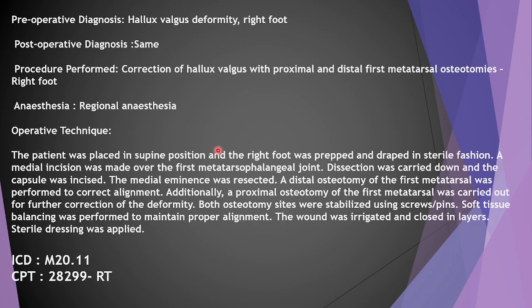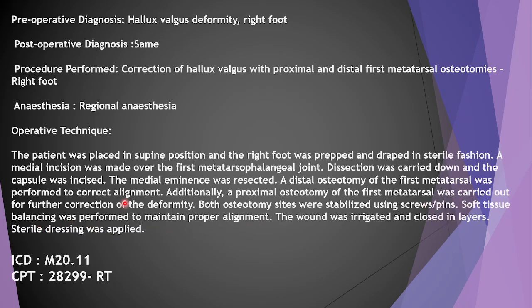Okay, anesthesia here. So what were the key points? We'll see that. The patient was placed in supine position and the right foot was prepped and draped, and a medial incision was made. First criteria, a medial incision at the first metatarsophalangeal joint, and the dissection was carried down to the capsule. The second criteria, the medial eminence was resected. Then the third, a distal osteotomy of the first metatarsal was performed to correct the alignment. Additionally, a proximal osteotomy of the first metatarsal was carried out for further correction of the deformity. Both osteotomy sites were stabilized using screws and pins, and soft tissue balancing was performed to maintain the alignment.